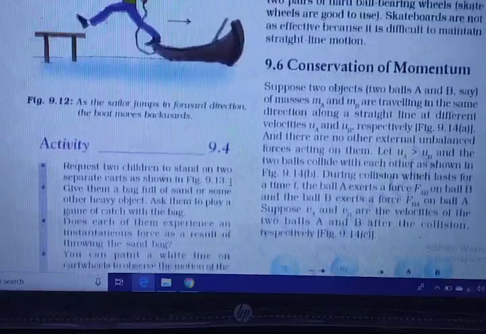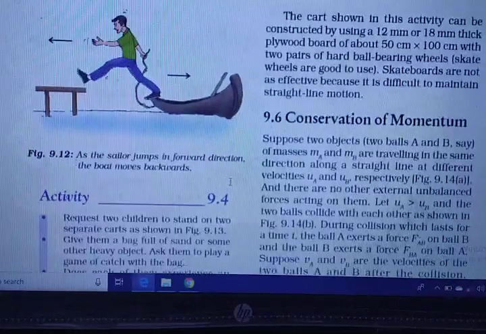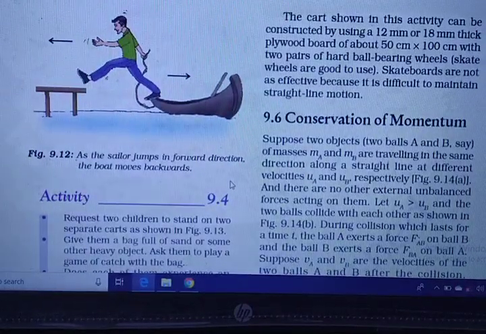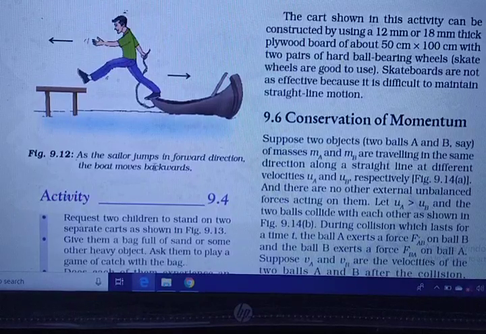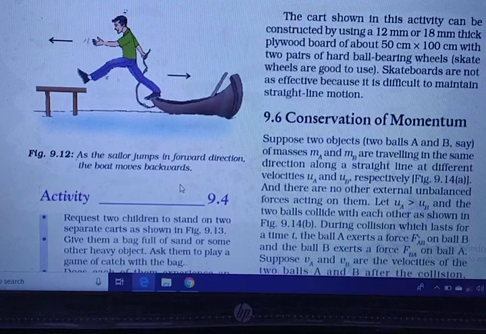So let us read this activity, then only we will be able to understand. See, how many of you have seen a sailor? As the sailor jumps in the forward direction, the boat moves in the backward direction. Yes, this is right. How many of you like swimming? Whenever the sailor jumps in the forward direction, the boat moves in the backward direction.